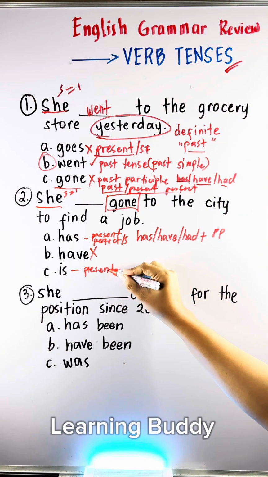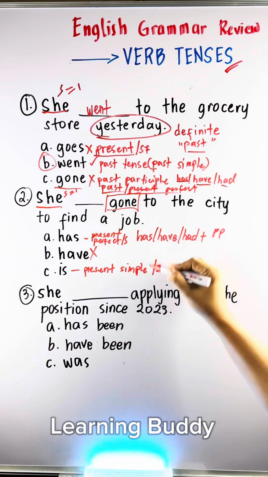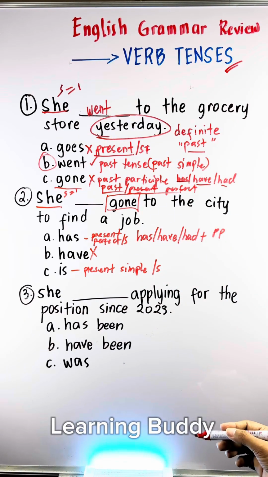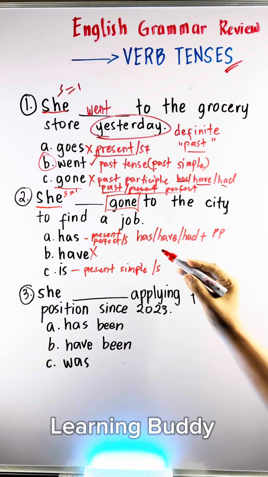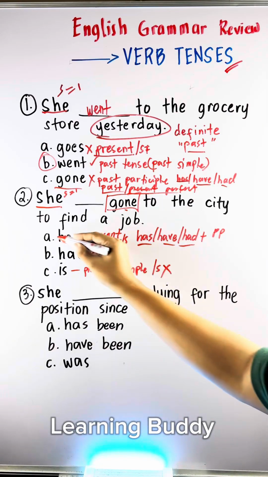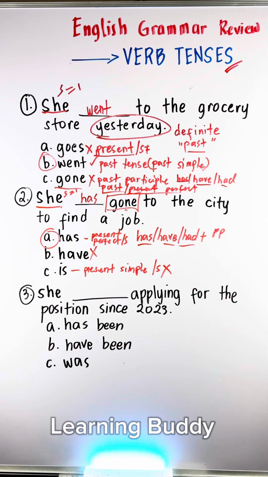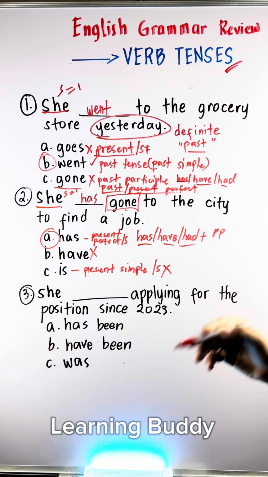Is is not the answer, for this is called present simple, meaning this verb is used in present simple tenses. Alright? The answer is has. The sentence reads, she has gone to the city to find a job. The answer is not B nor C, because the answer is A, has. Let's proceed to number 3.